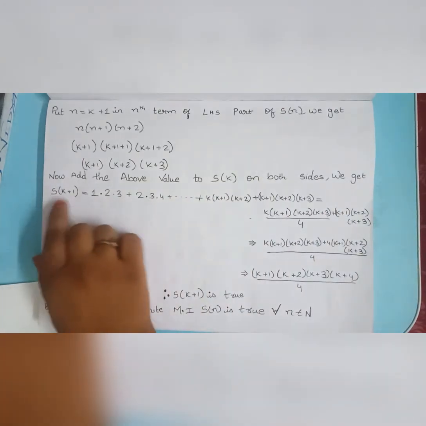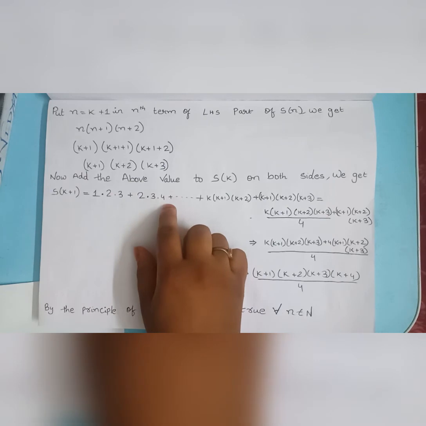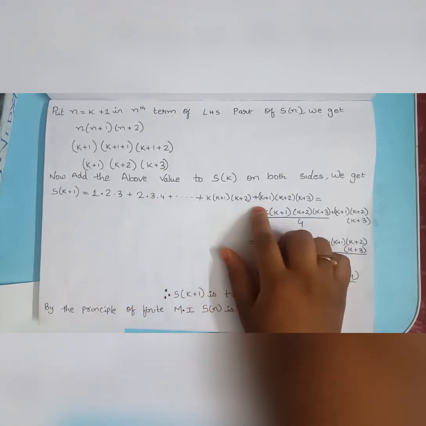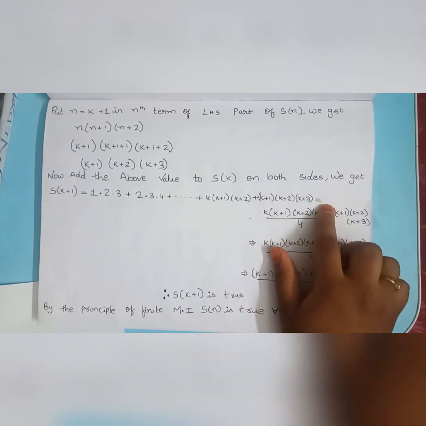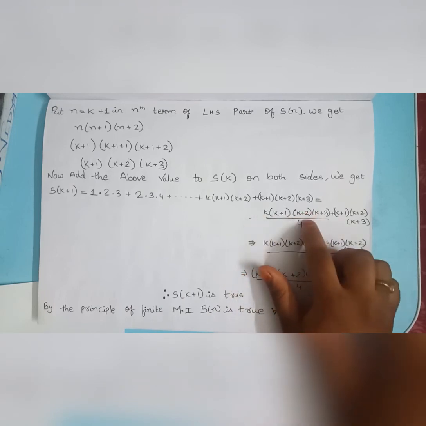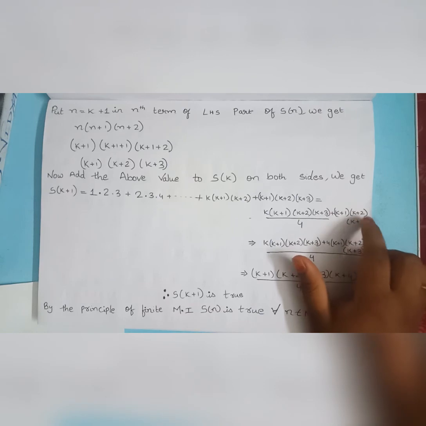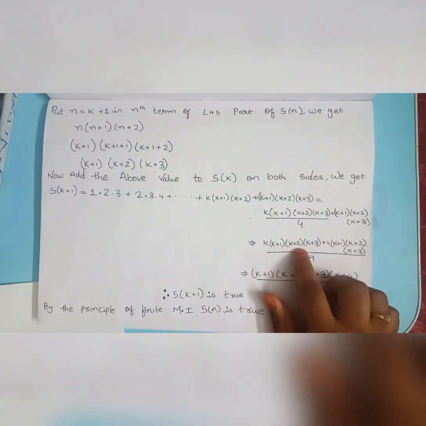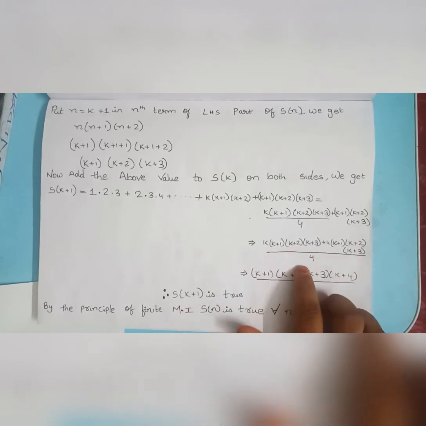We get S(k+1) is equal to 1 into 2 into 3 plus 2 into 3 into 4 plus so on up to k(k+1)(k+2) plus (k+1)(k+2)(k+3), is equal to k(k+1)(k+2)(k+3) by 4 plus (k+1)(k+2)(k+3). Next, that is k(k+1)(k+2)(k+3) plus 4(k+1)(k+2)(k+3) by 4.